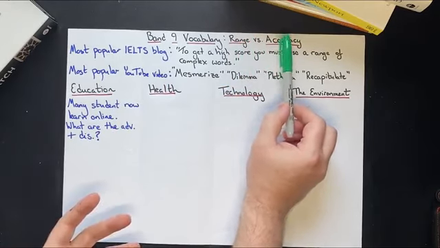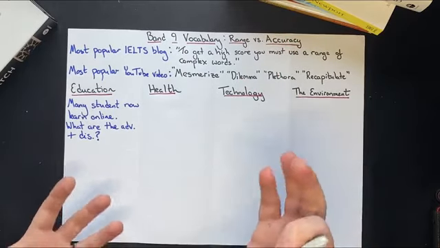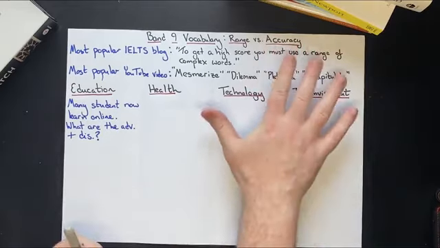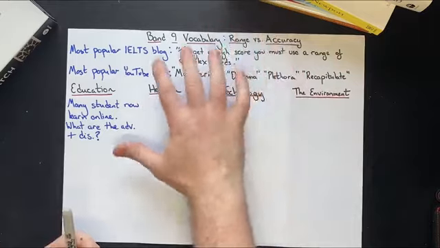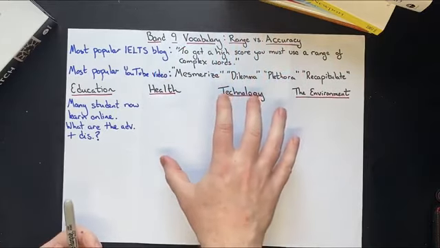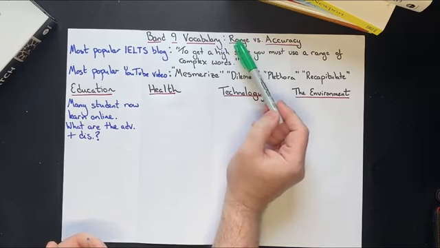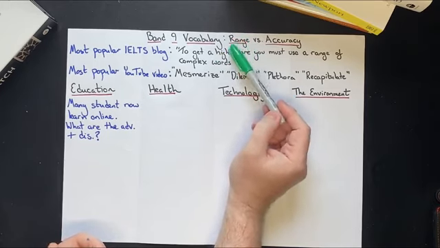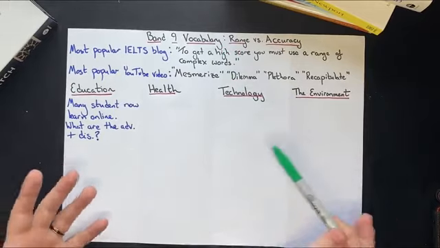Accuracy refers to, are the words spelled correctly? Is the meaning correct? Are the collocations correct? And we're not really going to focus on that today in this video, because the biggest problem that we see at IELTS Advantage is students misunderstanding range and what range actually means. And this isn't actually the student's fault. Let's look at whose fault this actually is.